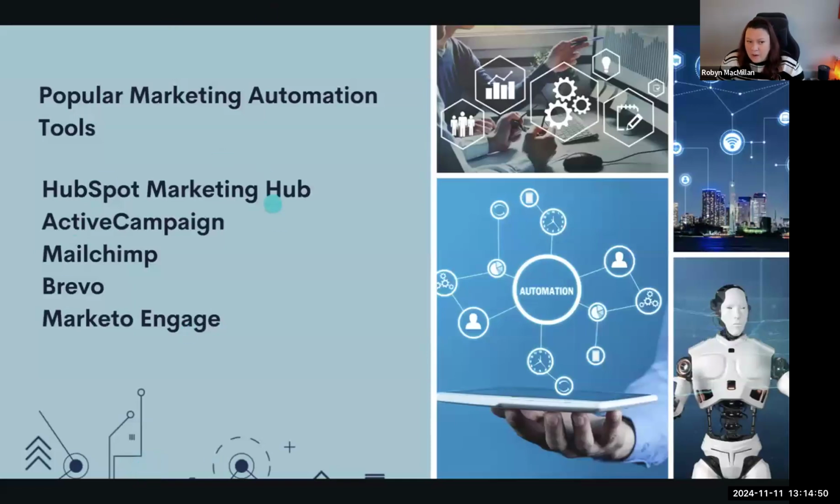And then we have these popular marketing automation tools. So we have HubSpot. This is your all-in-one kind of platform with email marketing, social media management, and CRM integration. You have ActiveCampaign. This combines email marketing, automation, and CRM tools. You have MailChimp, which could be a replacement for ActiveCampaign, and that's a marketing platform with email automation. We have Brevo. This offers email marketing, things like SMS campaigns too, and chat functionalities. And then Marketer Engage. This is for larger enterprises offering lead management and account-based marketing.